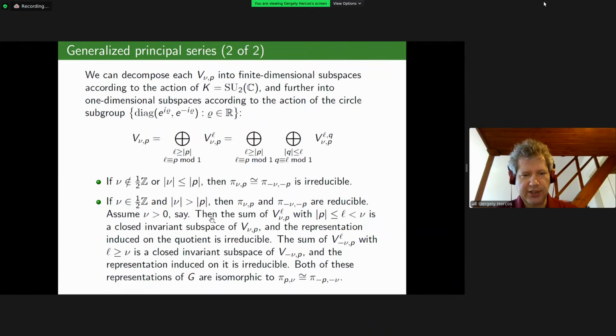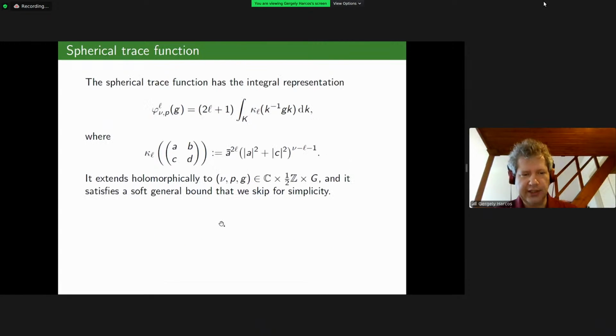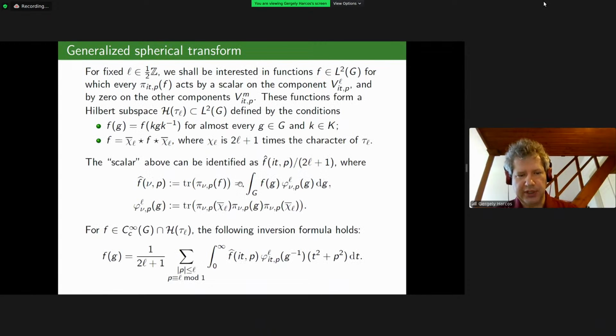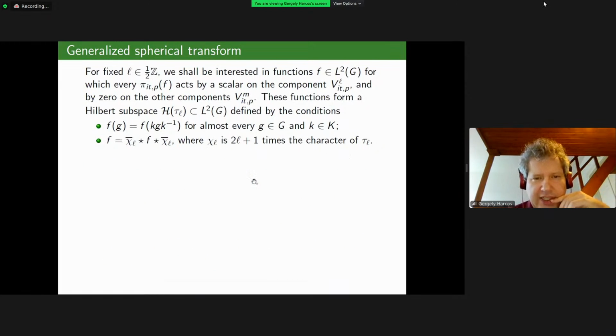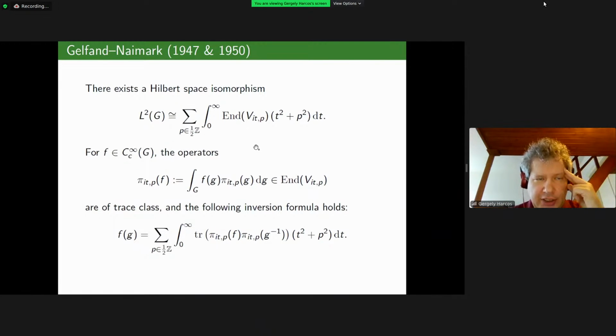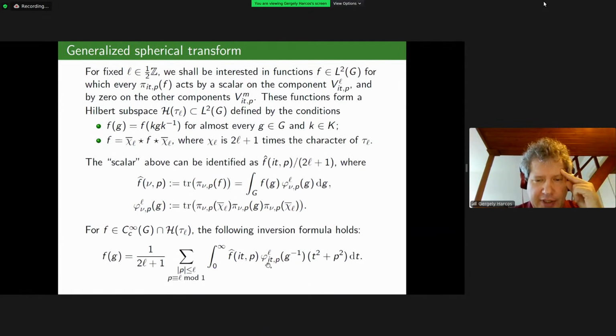And then the previous inversion formula that I indicated here gives rise to an inversion formula here as well. So we have this spherical transform that is the trace, and you integrate with respect to the Plancherel measure the spherical trace function, you get back f(g). So that's a special case of this very general Gelfand-Naimark theorem. And again, we have surjectivity, and there is a Plancherel formula.